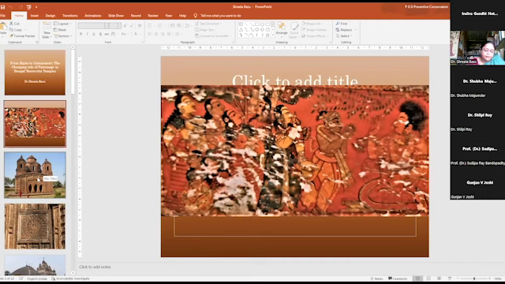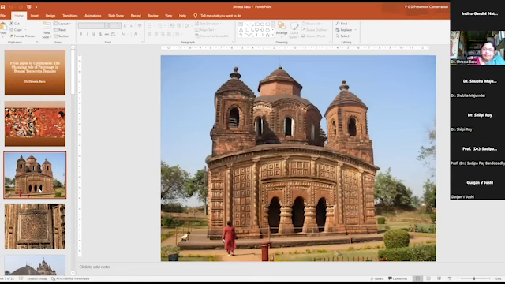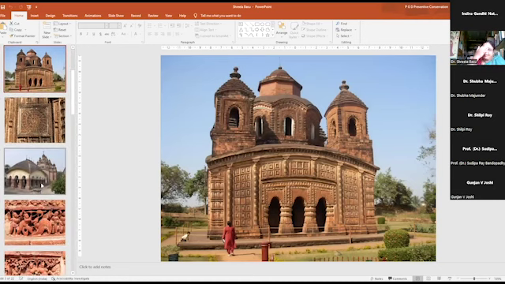Raja Raghunath Singha was an enthusiastic temple builder. Two five-pinnacled or Pancharatna temples were built under his patronage in 1643 in two different mediums. These are the famous terracotta temple of Shyamrai and the laterite temple of Gokul Nagar near Bishnupur. The third slide, please. Yes, here is the Shyamrai temple.